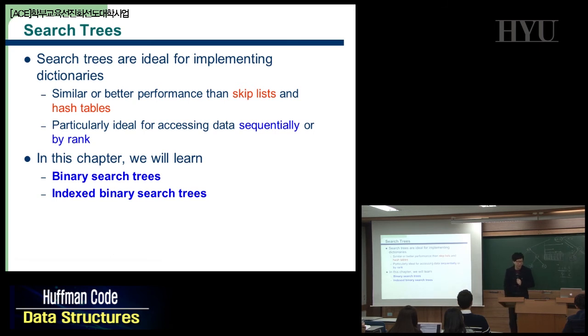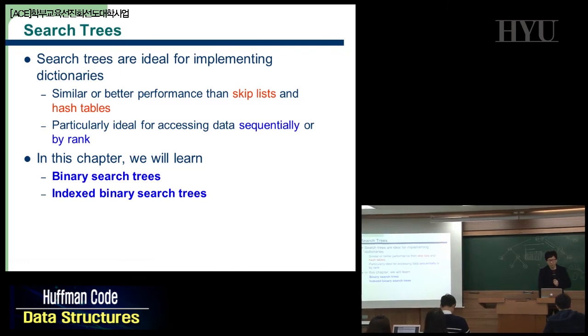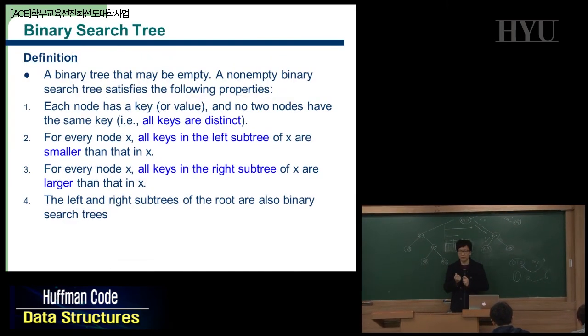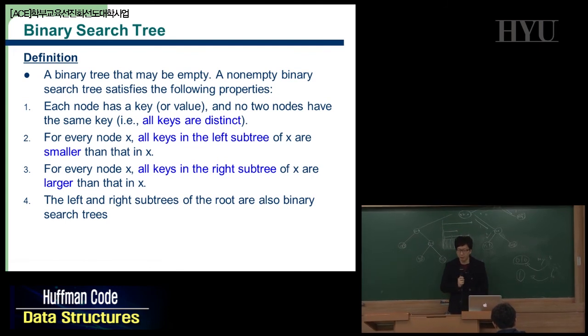14, this chapter we will learn binary search tree, indexed binary search tree. Indexed, same thing, maybe has the same meaning as putting a number for each node. And let's take a look at what's a binary tree. Binary search tree. We know what's a binary tree right now. Binary search tree definition: a binary tree that may be empty.